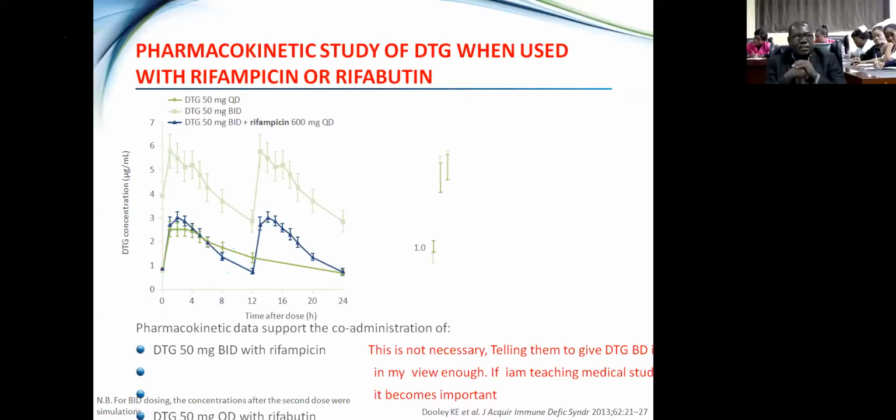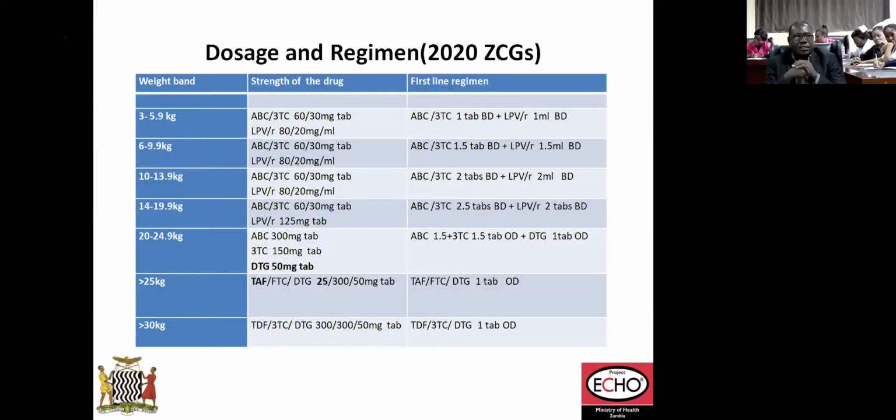Next slide. This is the dosage chart that has been introduced in the 2020 consolidated guidelines. It is exactly the same as the dosage charts we had before, but the difference is that it shows you exactly what regimen should be used. Here we are showing the weight band in the first column. The next is the strength of the drug, and then what regimen to give.